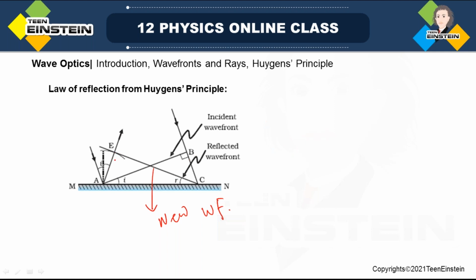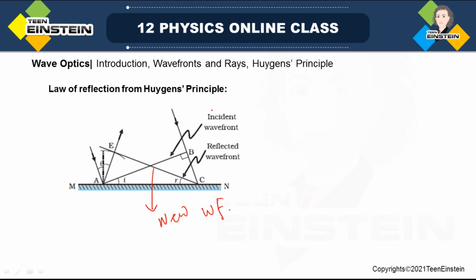Okay, so this can be proved actually. See, this angle is 90 degrees. I'm taking two triangles, AEC and ABC. These two triangles are congruent triangles. Then I can prove I is equal to R. So this is how you can prove the law of reflection by the use of Huygens principle.